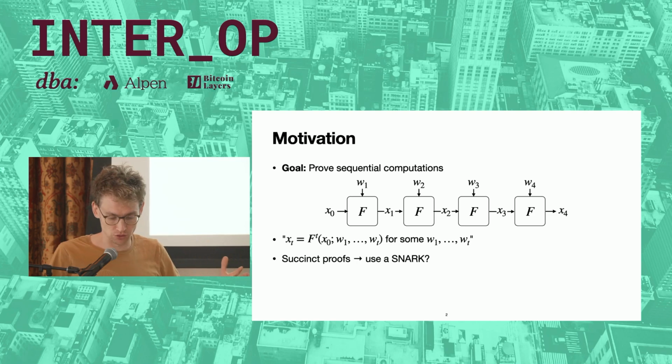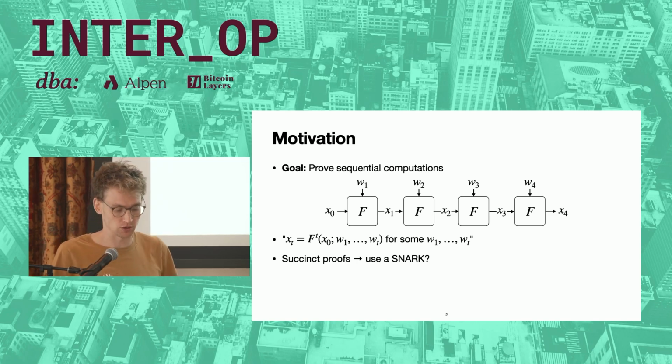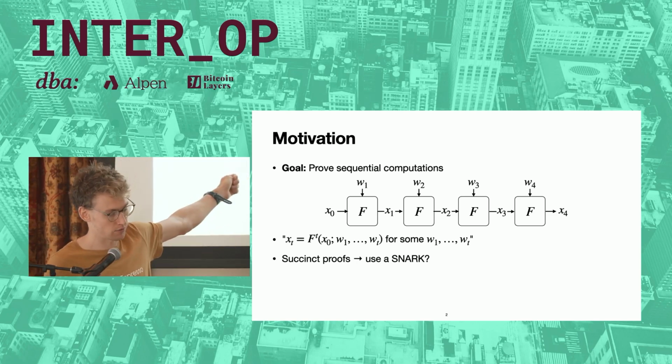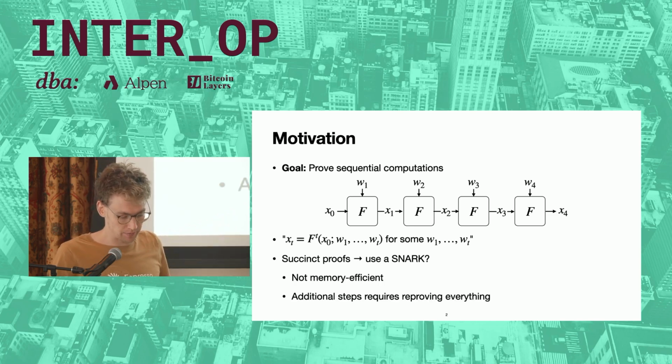So I could use a SNARK for it, where I run the computation for 4 steps, and then I produce a SNARK that the computation was done correctly. The problem is, if I then do one more step of the computation, I have to recompute the entire SNARK, right? And this may be very expensive, and also I need to remember the entire history of the computation in order to do this. So it's not memory efficient, and it requires additional steps to reprove everything.